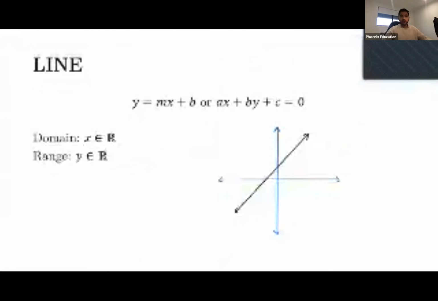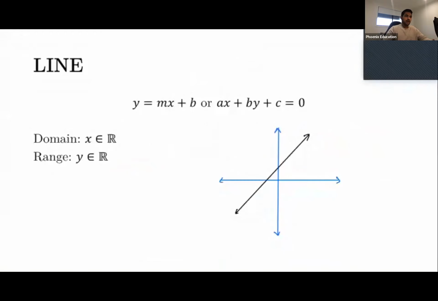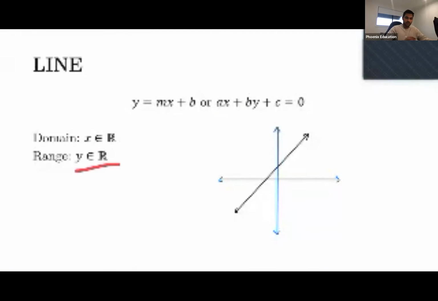Now, to properly understand domain and range, you need to have an idea of what the graphs look like. If you have no idea what the graphs look like, it makes it really hard to understand the domain and range. So let's start off with the basics. For a line, these are the two general forms that you might see. For a line, the domain is all real values and the range is all real values. We can't confine this line within vertical or horizontal goalposts. It just extends forever left and right and also up and down.